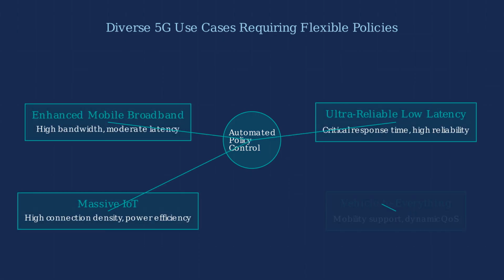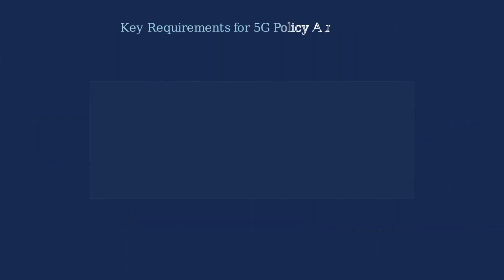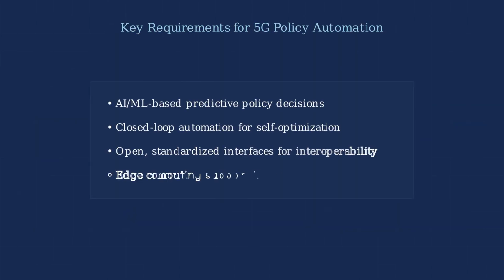Enhanced mobile broadband needs high bandwidth. Ultra-reliable communications demand minimal latency. Massive IoT requires efficient handling of numerous low-power devices, and connected vehicles need dynamic quality adjustments based on changing conditions. To succeed with 5G policy automation, networks require AI-based predictive decisions, closed-loop optimization, standardized interfaces, and edge computing integration for latency-sensitive applications.